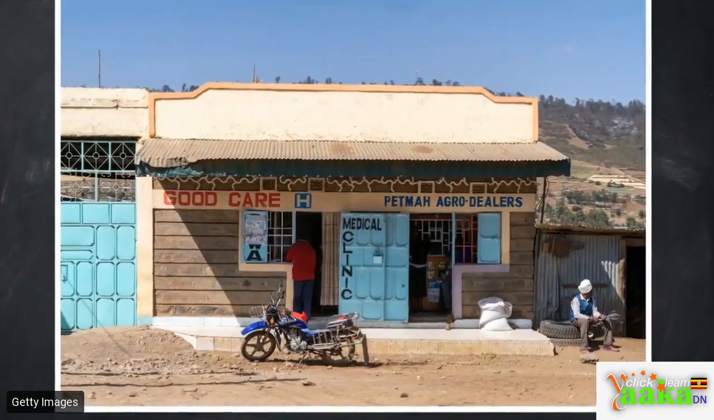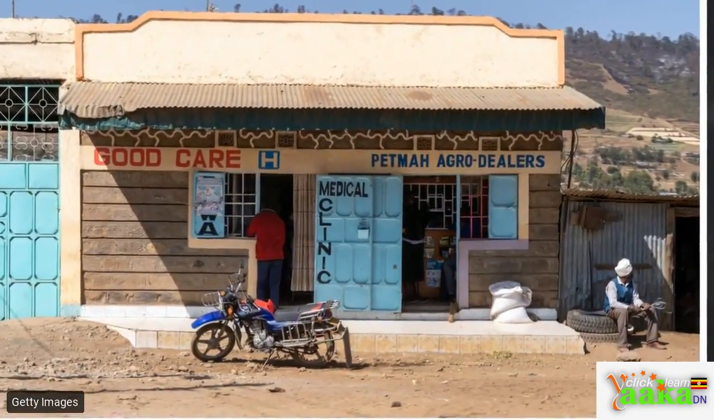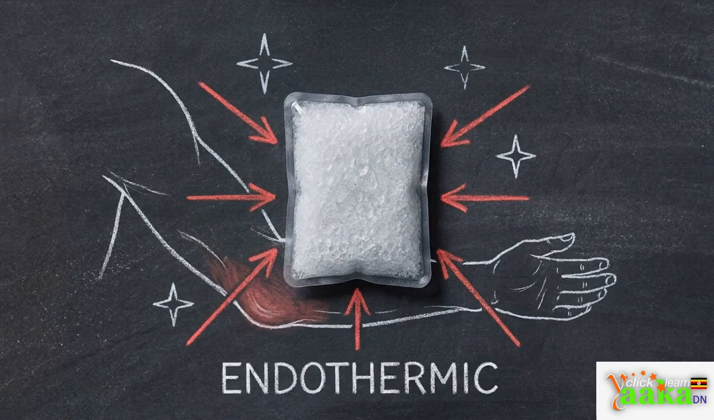Now, consider the chemical cold packs used at a local medical clinic to treat swelling. When you crush the pack, ammonium nitrate dissolves in water. This reaction actively pulls heat away from the patient's skin, making it feel cold. This is an endothermic reaction.